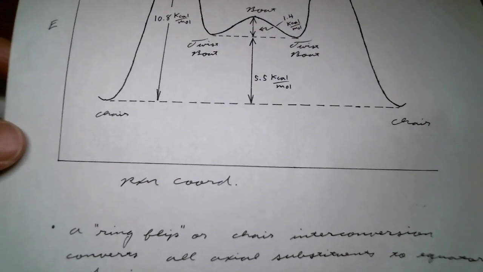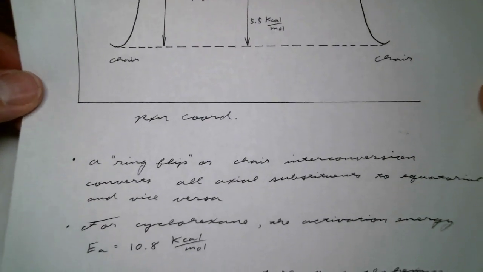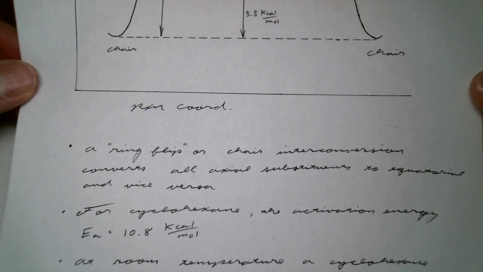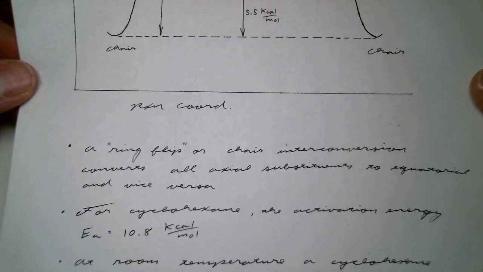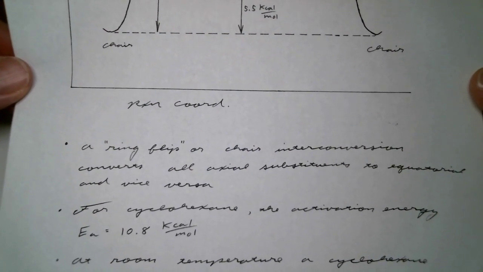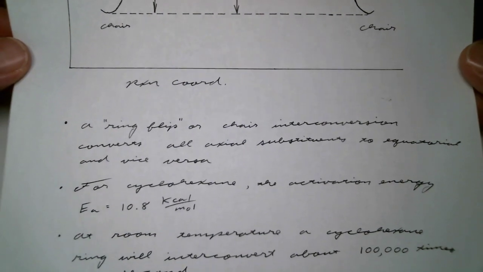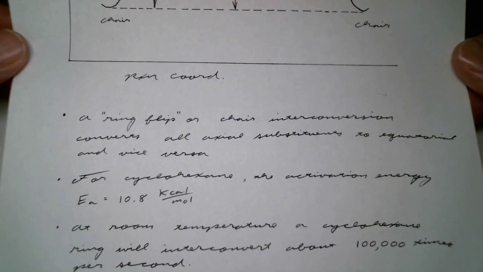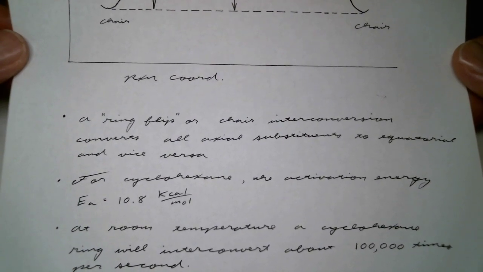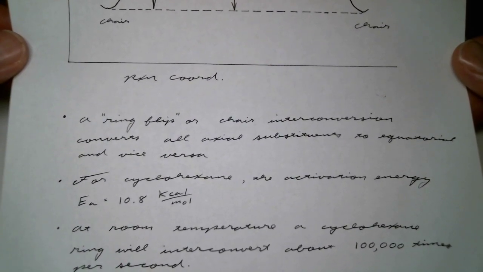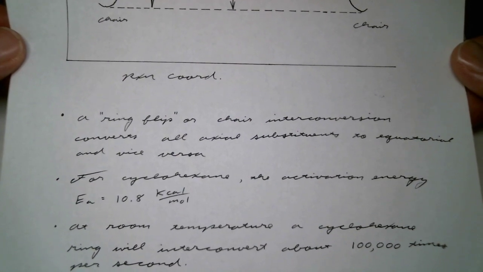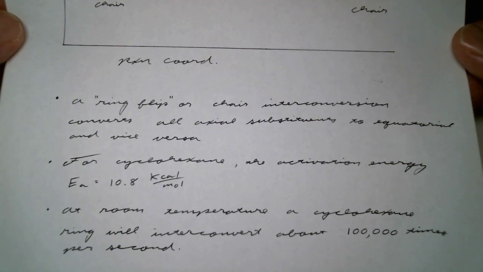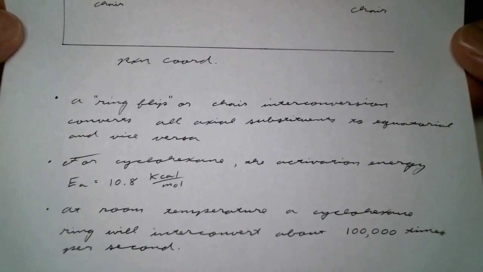So a ring flip or chair interconversion converts all the axial substituents to equatorial and vice versa. We saw that with hydrogens, but it also works with other groups. For cyclohexane, the activation energy is approximately 10.8 kcals per mole. That's the highest energy in converting from the chair to the half chair. At room temperature, a cyclohexane ring will interconvert about 100,000 times per second.